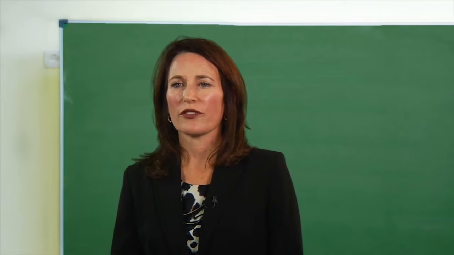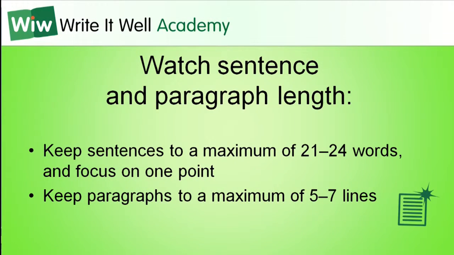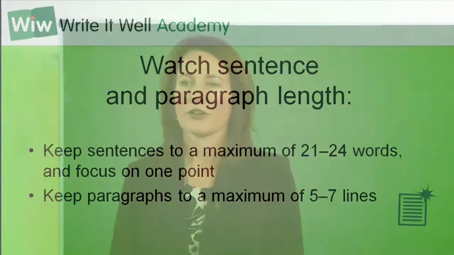So again, while you're starting to draft your report or proposal, you want to make sure that the ideas are flowing through. And here's a technique to help you with that. Again, watch sentence and paragraph length. Sentences should be about 20 to 25 words long, and they should focus on one point. Keep paragraphs to a maximum of 5 to 7 lines. Usually that's 2 or 3 sentences. If you find that your paragraph has become longer, shorter paragraphs will help. You can break them up. A single sentence can, in fact, be a paragraph.